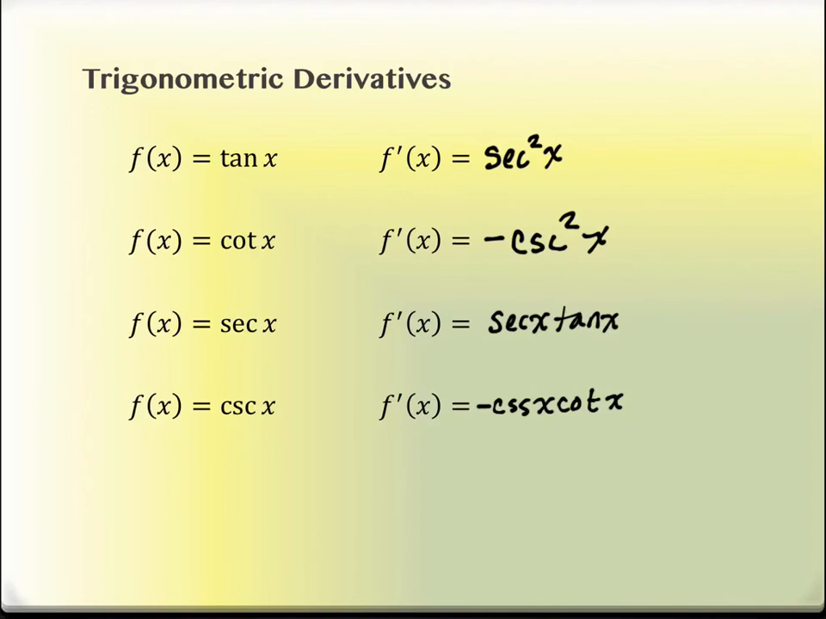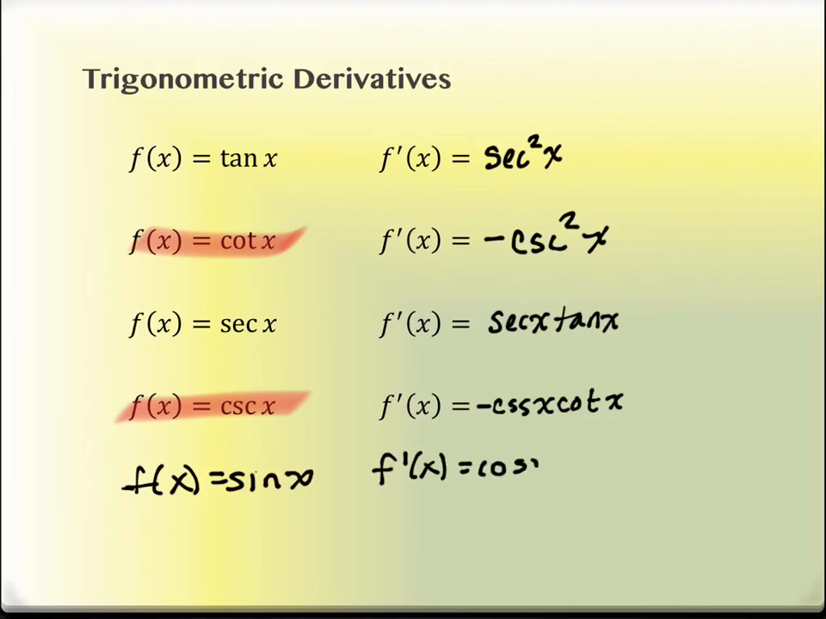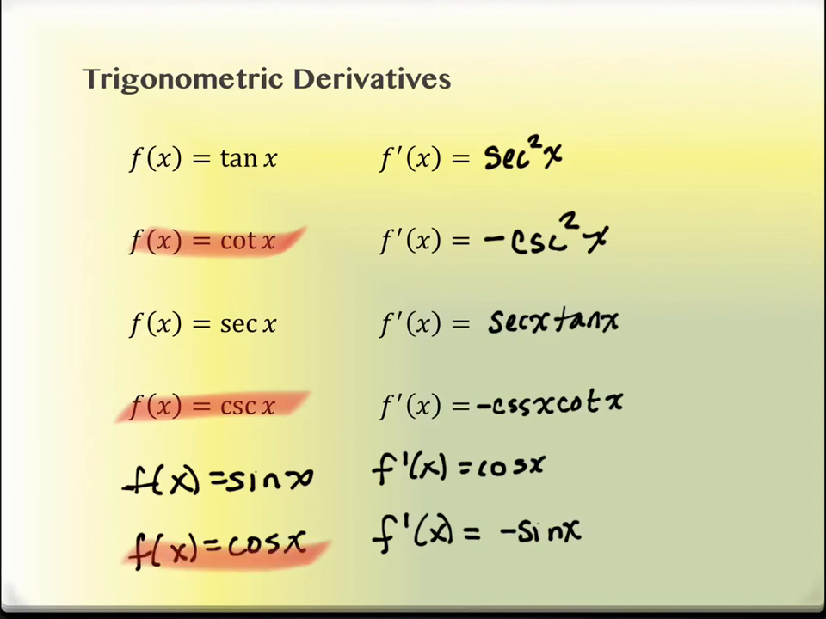Now, there is something kind of cool that happens. Take a look at all the co-functions here, and I'll write the other two that we have on our screen too. So if I have sine x, its derivative is cosine of x. And if I have cosine of x, its derivative is negative sine of x. These are my three co-functions, right?